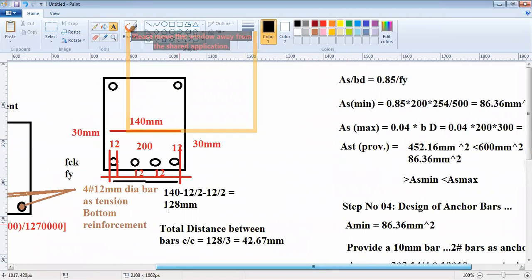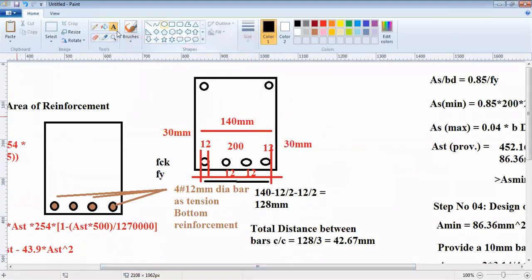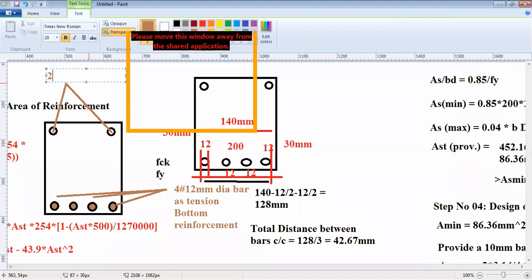तो हमने इसमें now we have provided two anchor bars and these are two anchor bars, two hash 10 mm dia bars, or you can say anchor bars.